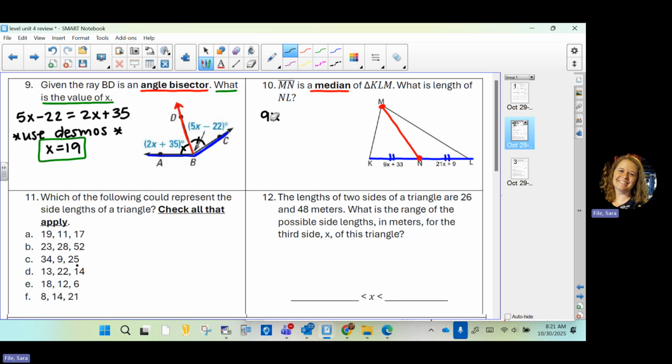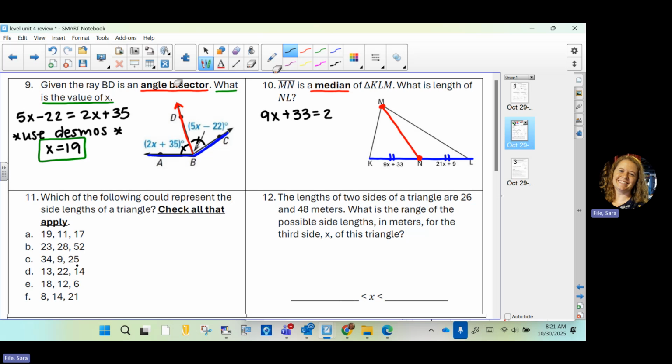So I will set 9x plus 33. Wait, so anything that's a bisector and a median? But it depends. An angle bisector means these angles will be equal. A median means these segments will be equal. If you have a perpendicular bisector, it also cuts the segment in half, and so the two halves would be equal. So yeah, you have to know your terminology, these different terms, these special segments.